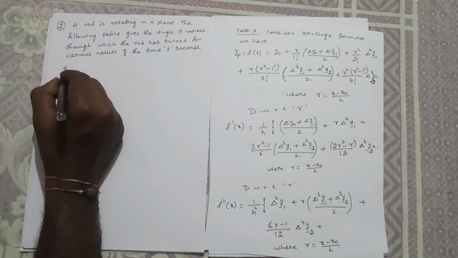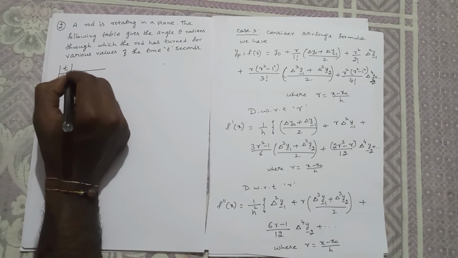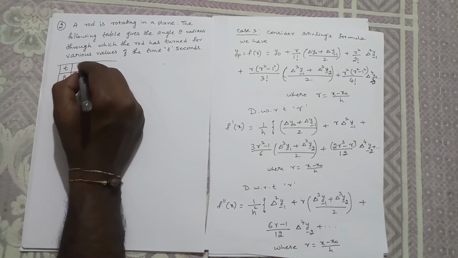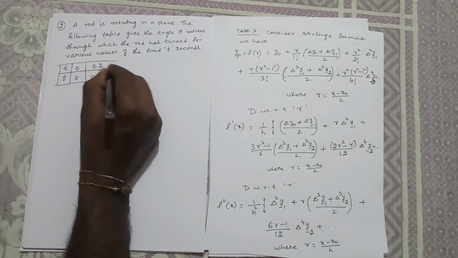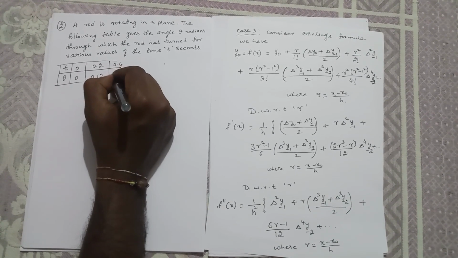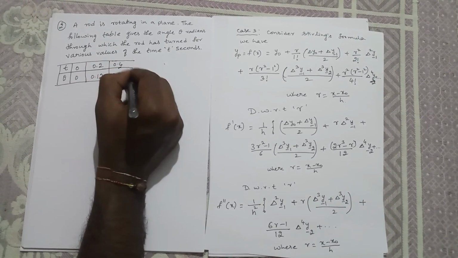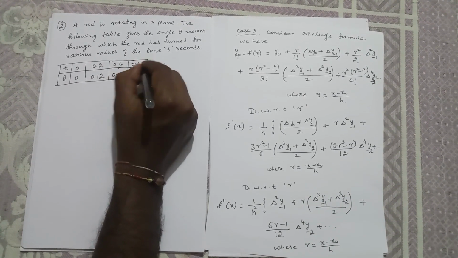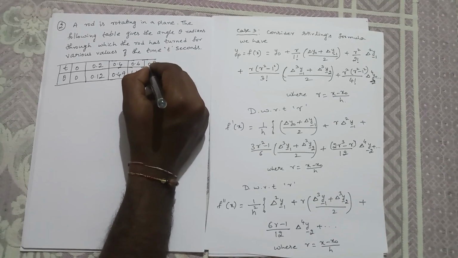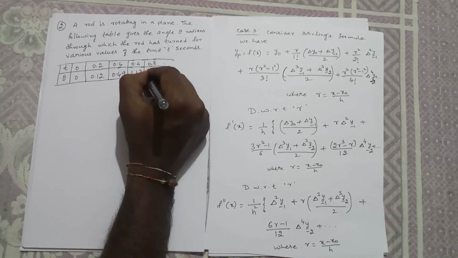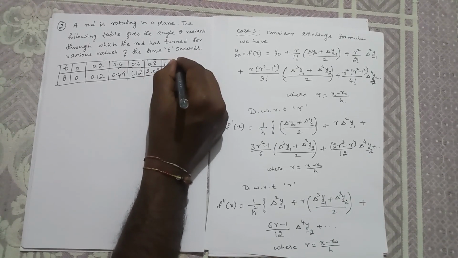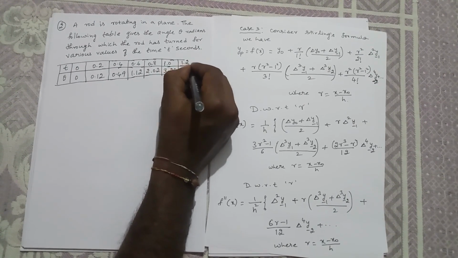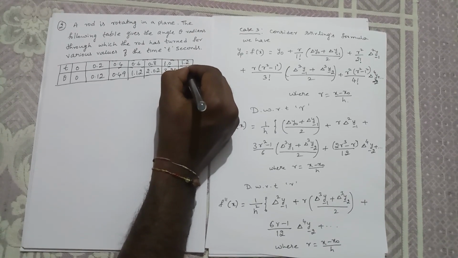So here they have given the table of t and theta. For 0 it is 0, and for 0.2 it is 0.12, and for 0.4 it is 0.49, and for 0.6 you will get 1.12, and for 0.8 you will get 2.02, and for 1.0 it is 3.20, and for 1.2 you get 4.67.